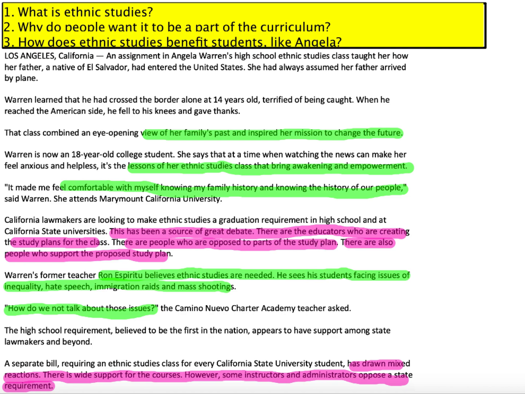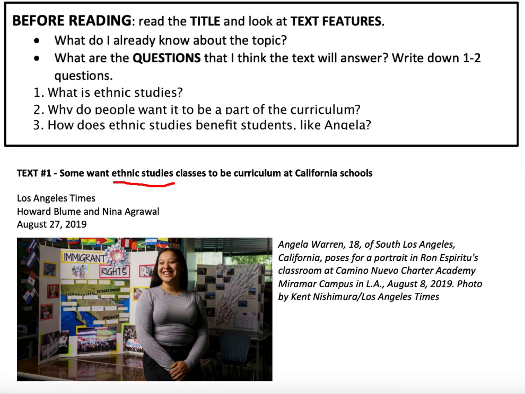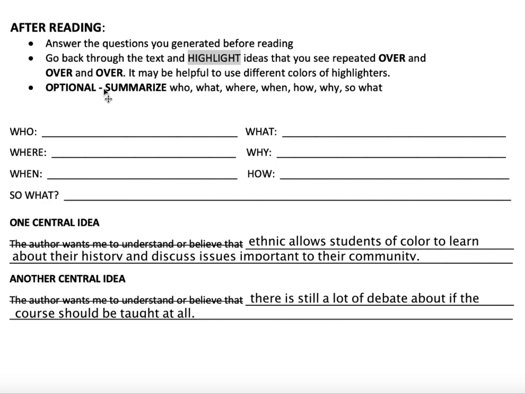So that's what I believe right now are my two central ideas. But I just want to double check by summarizing my who, what, where, when, how, why, and so what. And again, like I've said all along, this is an optional step. If this helps you, great, do it. If it doesn't, that's fine. And remember, there's not like a correct answer for this, right?